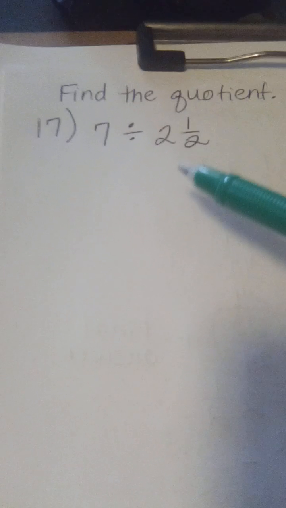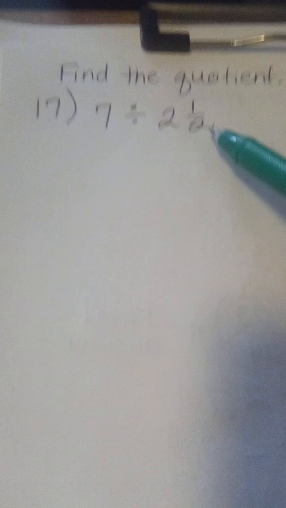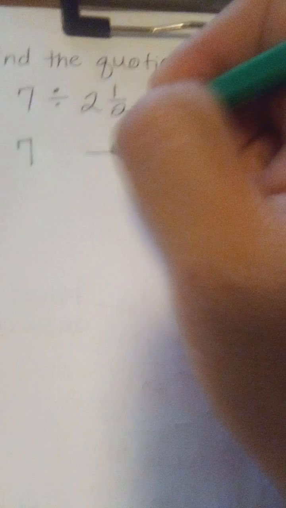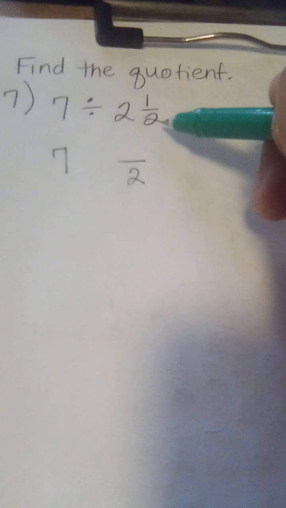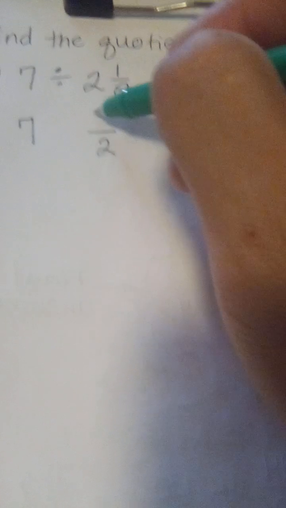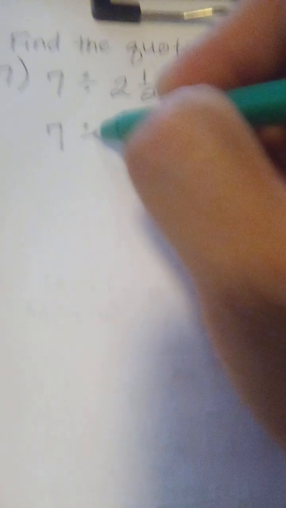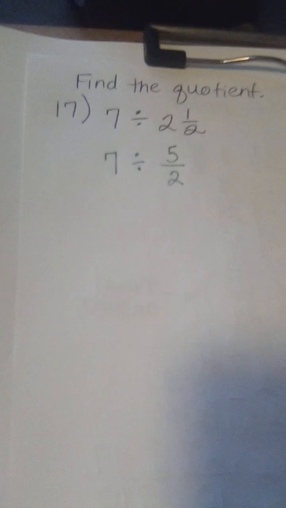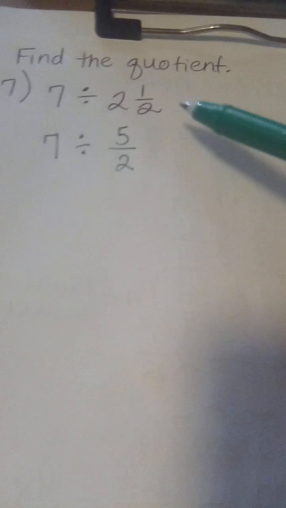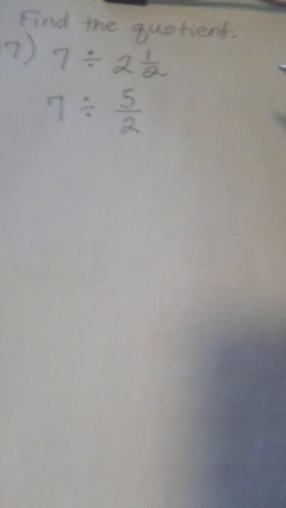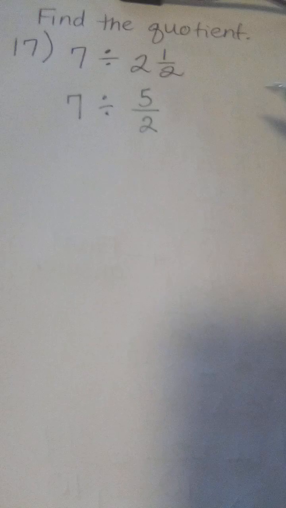First things first, we have to convert this into an improper fraction, like the previous problem. 2 goes inside the denominator. What is 2 times 2? 4. Add 1 more is 5. All right. Before I get any further, any questions on how to get the improper fraction from a mixed number? Okay. No questions? All right.